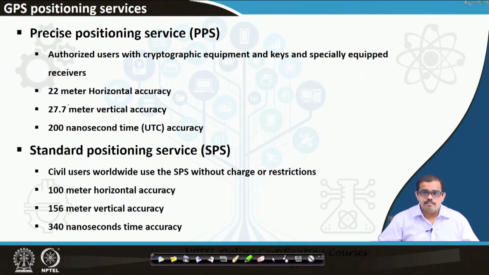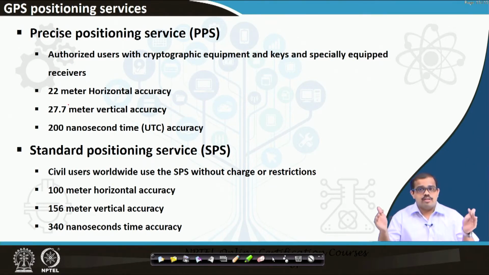So when we look at the GPS positioning system, we have two types, one is the precise and the other is the standard. Standard is for most of the countries, where the accuracy is very limited. Most of the civil users worldwide use SPS without charge or restrictions. So most of the civilian applications are on the standard positioning service.